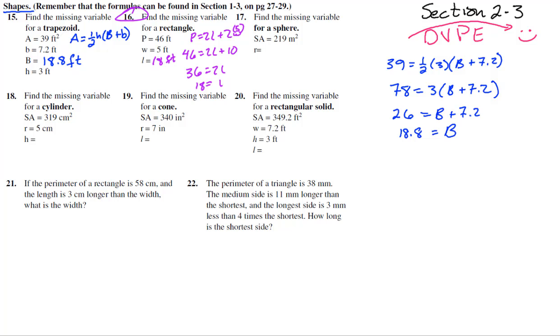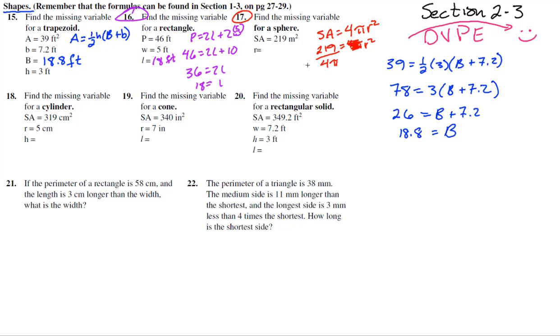All right, number 17. Let's use this color here. Missing variable for a sphere. The formula for a sphere with SA, surface area, is 4 pi r squared. So this is 219. Stick that in: 4 pi r squared. Divide by 4, divide by pi. So we've got to divide by the 4 and the pi. And then we're going to get r squared equals this. So we actually have to square root.